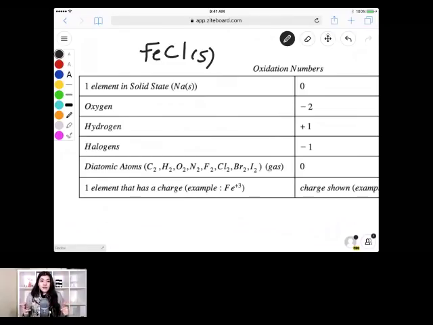In this case, for iron chloride, we would have to see the individual charge or oxidation number of iron and chlorine. But if this were just Fe in its solid state, just iron in its solid state, then yes, that would fall into that rule that, okay, it's one element, it's in its solid state, so it has an oxidation number of 0.